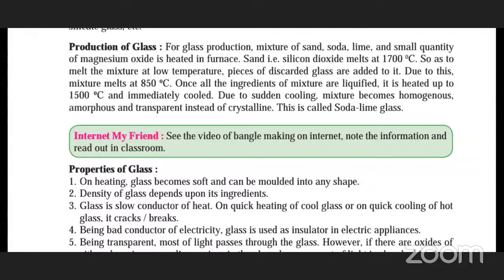Okay, and also broken glass pieces and glass articles are also added to this mixture so that the melting becomes quite easy. When the whole mixture is melted, it becomes liquid. After that, what is done? Cooling. Okay, these are then cooled together to get the glass, and such type of glass is known as what? Soda lime glass.